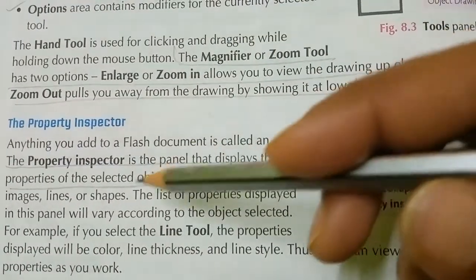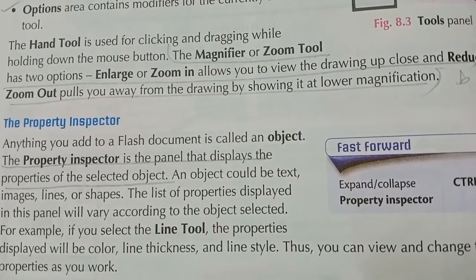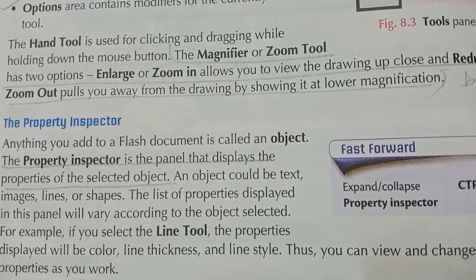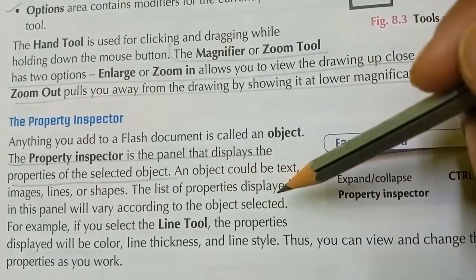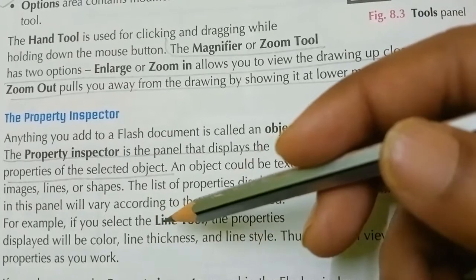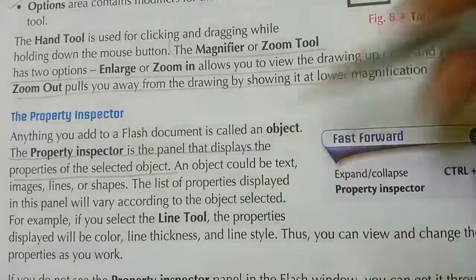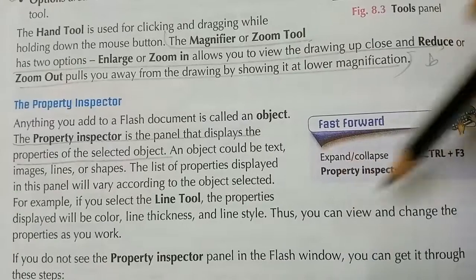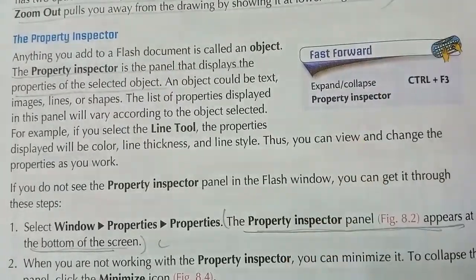An object could be text, images, lines, or shapes. So whatever you draw, whether any shape, lines, or picture, those objects' properties will be displayed in the property inspector. The list of properties displayed in this panel will vary according to the object selected. For example, if you select the line tool, the properties displayed will be color, line thickness, and line style. So if you have selected the line tool and draw any line, it will show the color of the line, thickness of the line, and style of the line. Thus you can view and change the properties as you work. So you can change the properties also, in the property inspector panel.